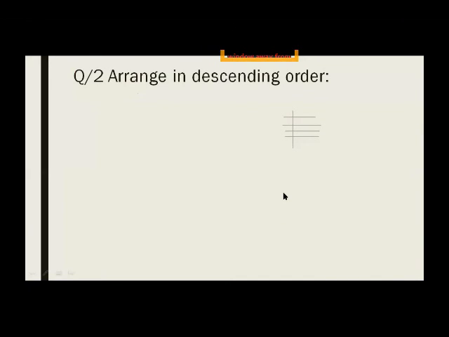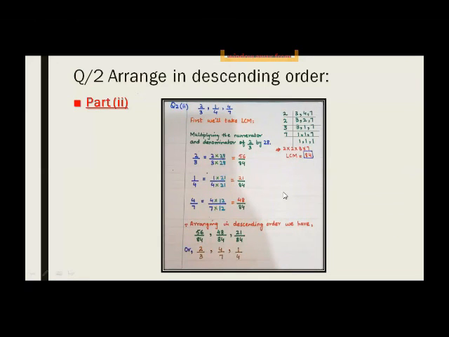Now arrange in descending order. This is part 3, and the fractions are 2 upon 3, 1 upon 4 and 4 upon 7. First we will take the LCM when the denominators are different. So first of all, you will take the LCM. When you take the LCM of 3, 4 and 7, you will get 84. And now, after taking the LCM, you will multiply the numerator and denominator of 2 upon 3 by 28.